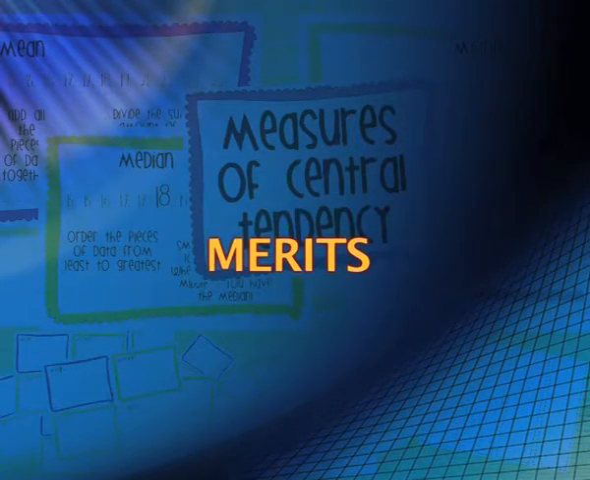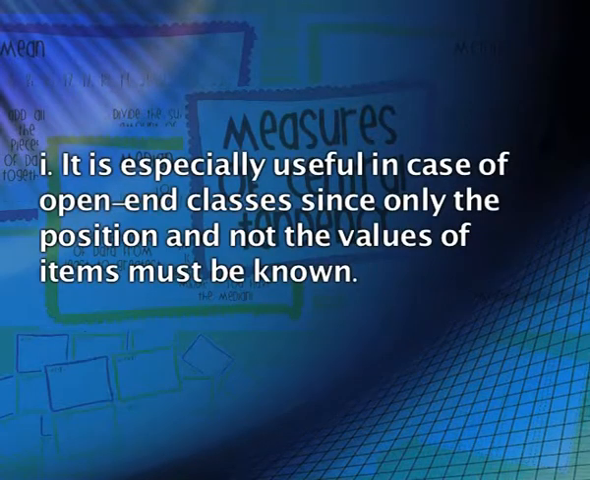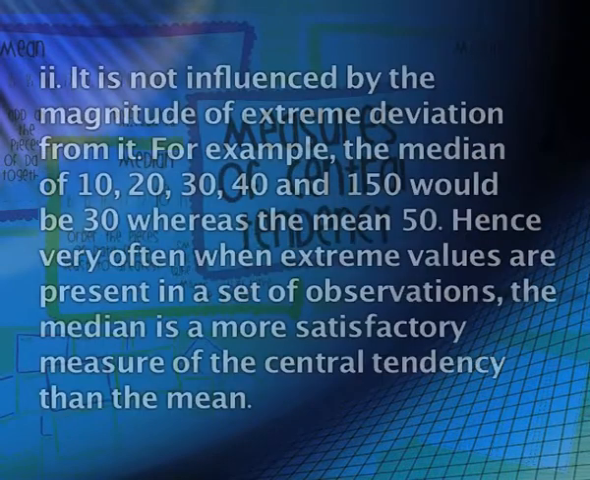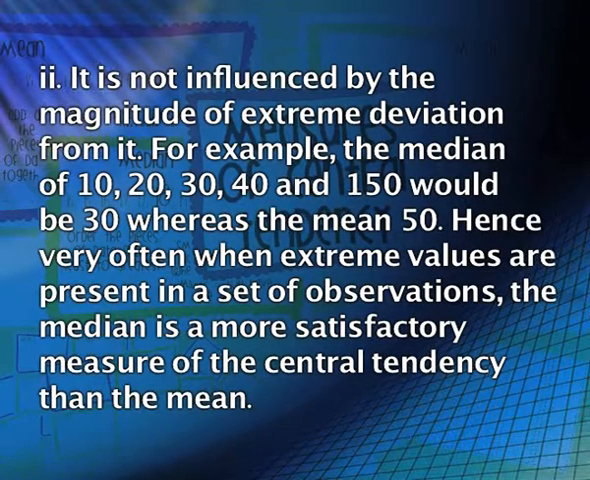Let's discuss merits first. The first one, it is specially used in case of open-end classes, since only the position and not the values of items must be known. Second, it is not influenced by the magnitude of extreme deviation from it. For example, the median of 10, 20, 30, 40 and 150 would be 30, whereas the mean will be 50. Hence, very often when extreme values are present in a set of observations, the median is a more satisfactory measure of the central tendency than the mean.